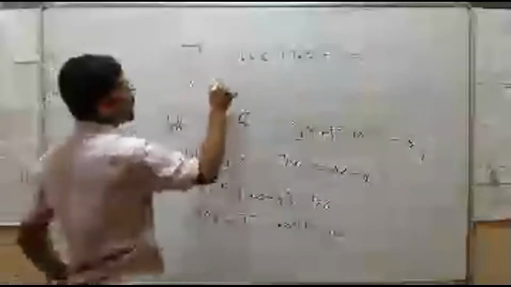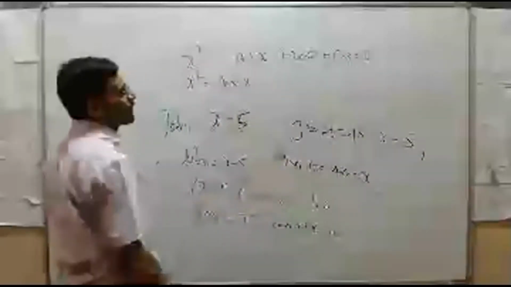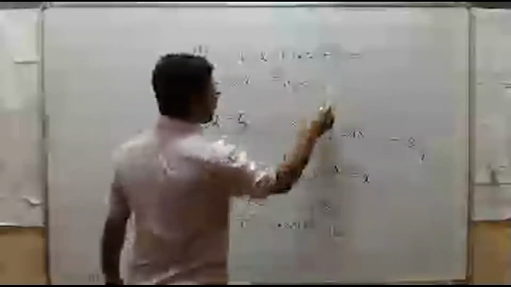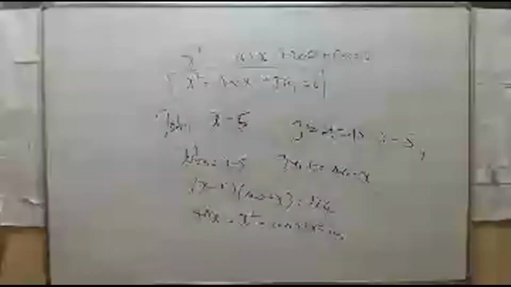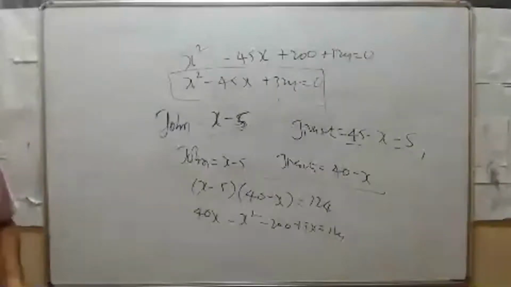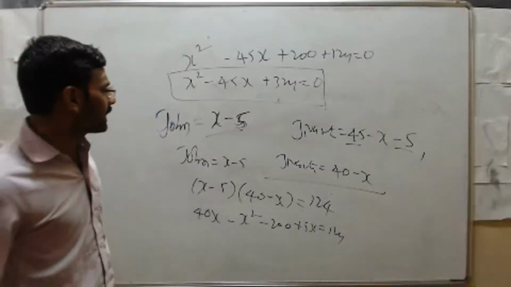Therefore, x square minus 45x plus 200 plus 124, which is 324, equals 0. Now it is in the form of a quadratic equation.